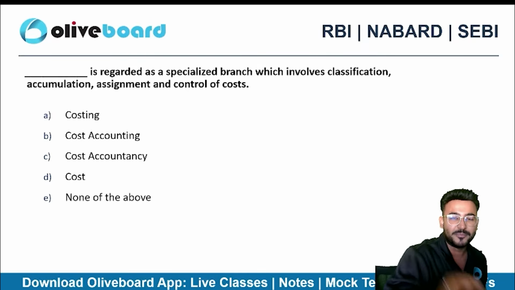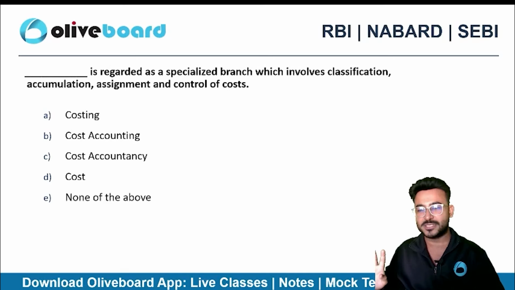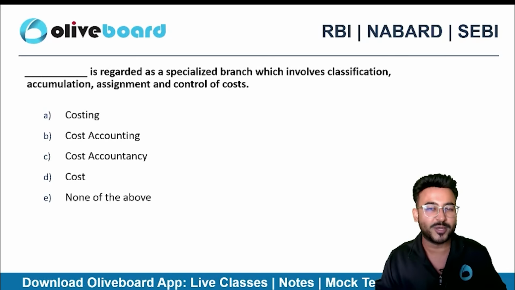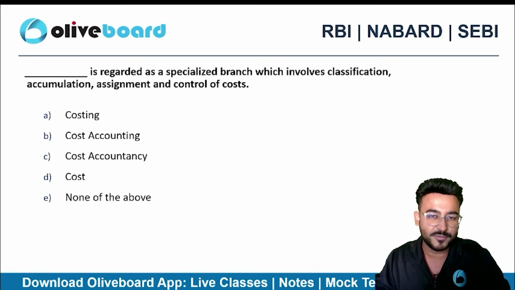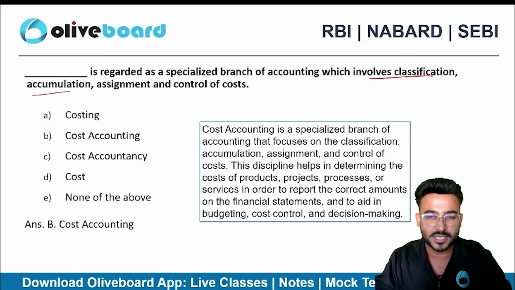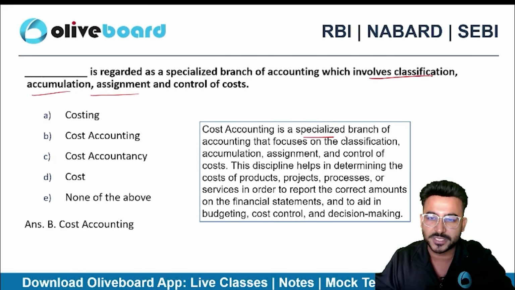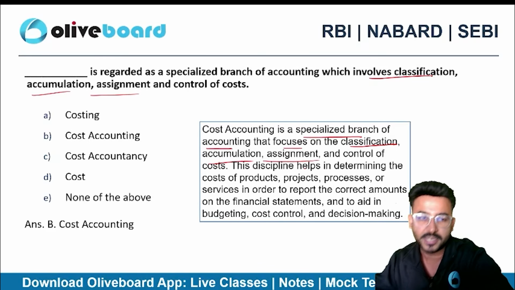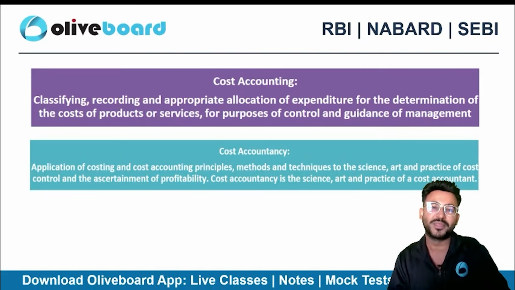We have done it in the paid classes as well, in the first session itself. Now costing is a process. Cost accounting is the one which involves classification, accumulation, and assignment of cost, right? So cost accounting is a specialized branch of accounting that focuses on classification, accumulation, assignment. Option B is the correct choice here, right?